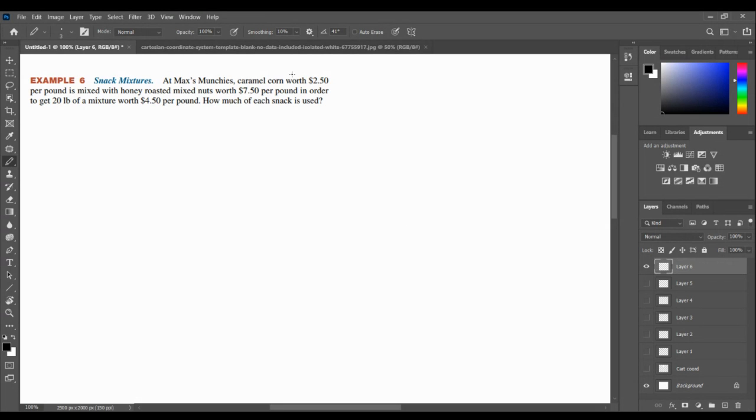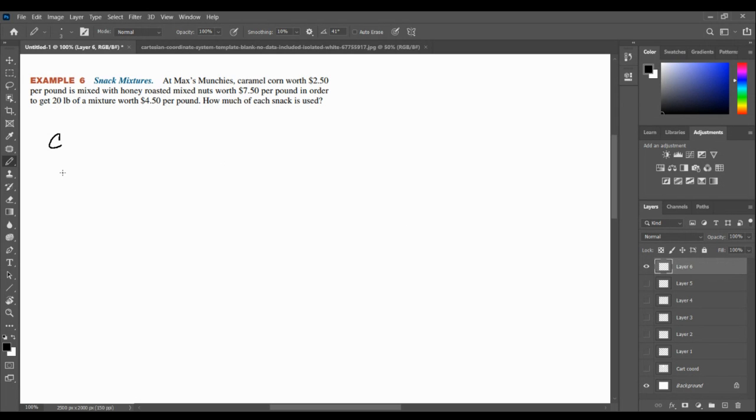At Max's Munchies, we've got caramel corn that has a value of $2.50 per pound. It's mixed with honey roasted mixed nuts worth $7.50 per pound. We need to get a 20-pound mixture worth $4.50 per pound. How much of each snack are we going to use? Well, let's create a table. I think that you will find that a figure can be helpful in these problems, but a table is really helpful. So we've got corn, and I know it's caramel corn.